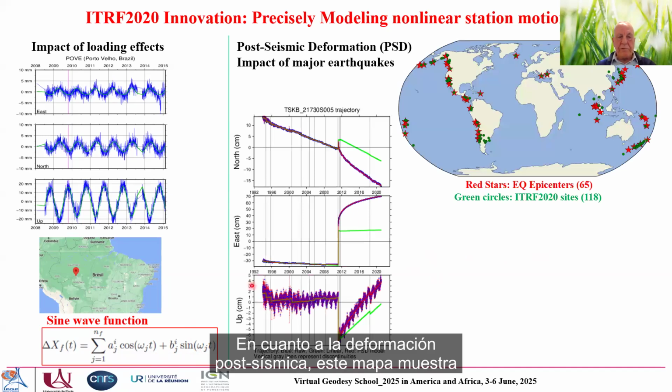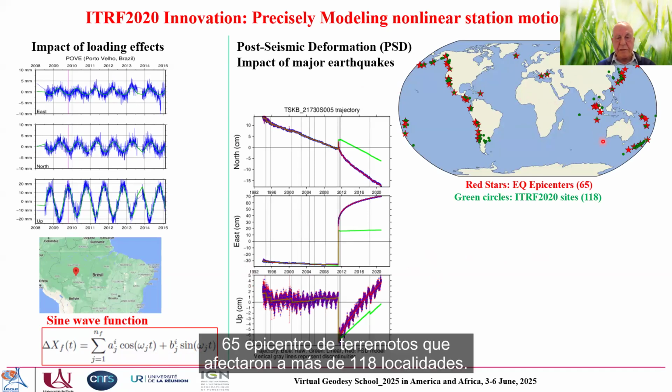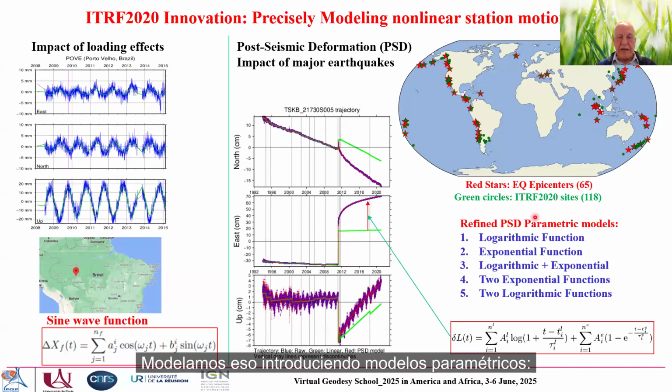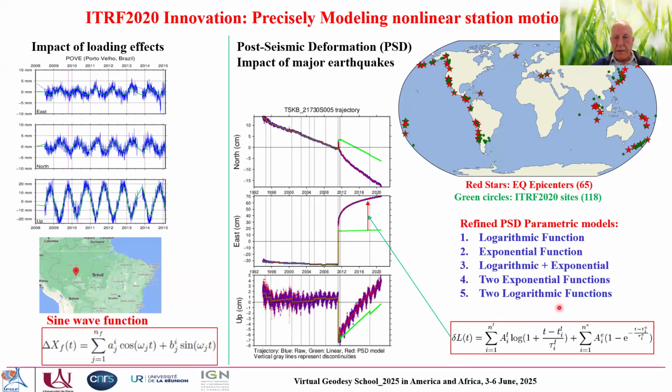In terms of post-seismic deformation, this map shows you 65 epicenters of earthquakes that impacted more than 118 sites. And we model that by introducing parametric models: logarithmic, exponential, logarithmic plus exponential, or 2 exponentials, or 2 logarithmic functions.